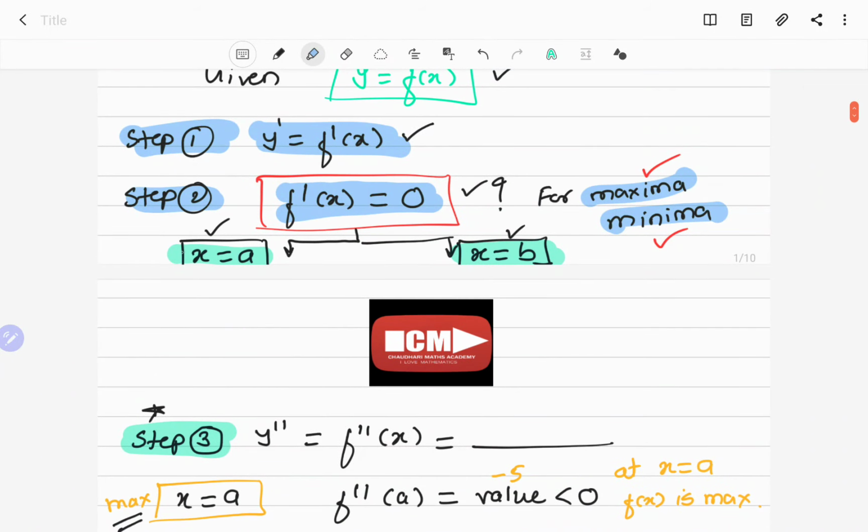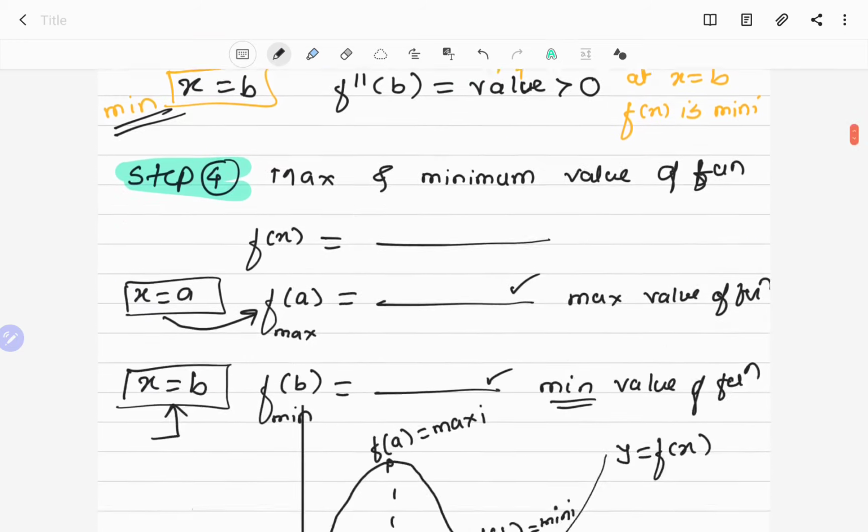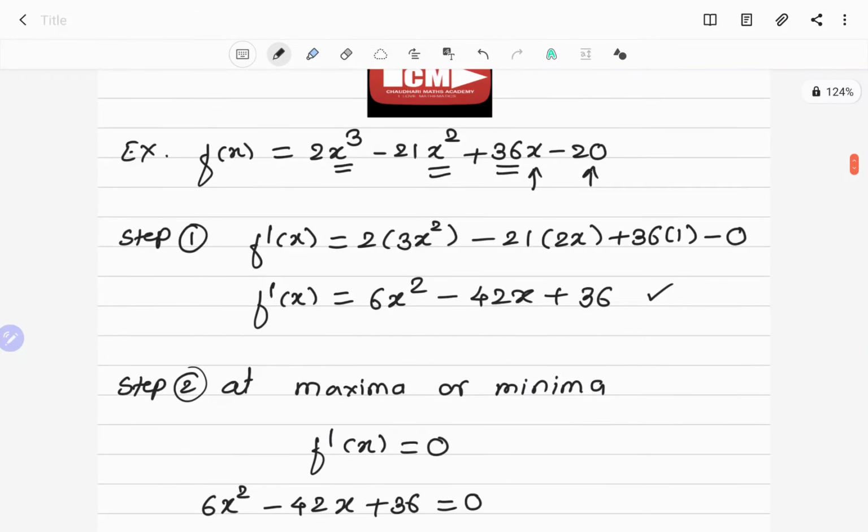So here we got this x equal to a and x equal to b. Then the next is step number 3. This is a very important step. Step number 3 is all about obtaining the second derivative, because the second derivative decides where exactly the maxima or minima of the function occurs. So if you observe here, the second derivative decides the maxima and minima of the function. Therefore, let's try to find the second derivative of the given function. If you observe in this question, this one was the given function and this is the point where we got the first derivative in step number 1.